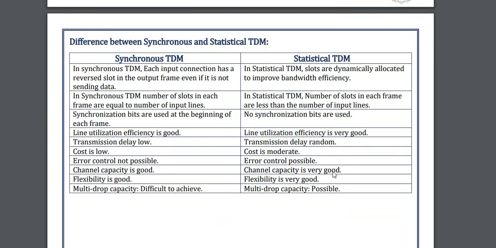The difference between synchronous and statistical TDM is given. Here error control is not possible, but here error control is possible. Channel quality is good, but in the statistical section it is very good. It is flexible, and this is not very flexible. Multi-drop capability is limited in synchronous, but multi-drop capability is very much possible in statistical TDM. Those differences are very important from an exam point of view. Take a snap of this one.